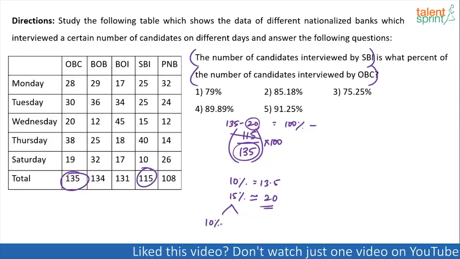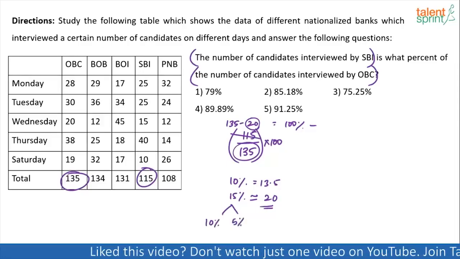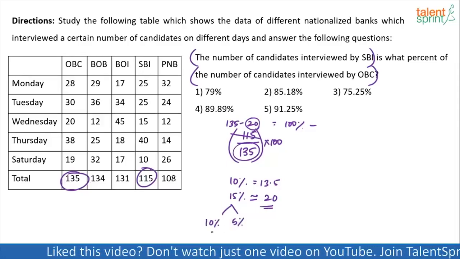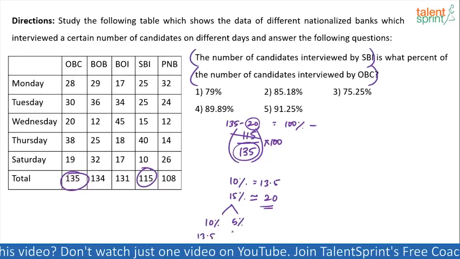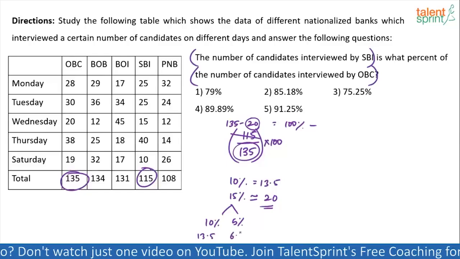Again, all this should happen randomly and very quickly in your brain. 15% is 10% plus 5%. 10% is 13.5. 5% is half of 13.5, which will be like 6.75.